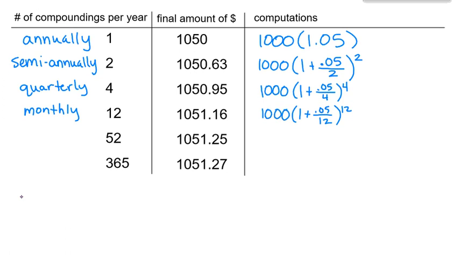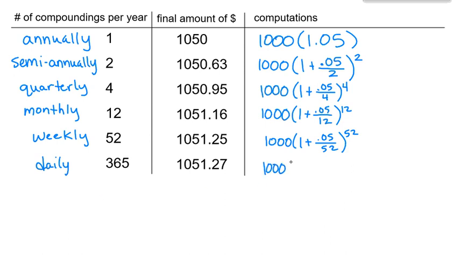$1,051.16. 52 times a year would be weekly, and that would be $1,000 times 1 plus 0.05 over 52, raised to the 52nd, because there are 52 compoundings, one every week. And then 365 times a year would be daily. So we would have 1,000 times 1 plus 0.05 divided by 365 raised to the 365th. There would be 365 compoundings in a year.